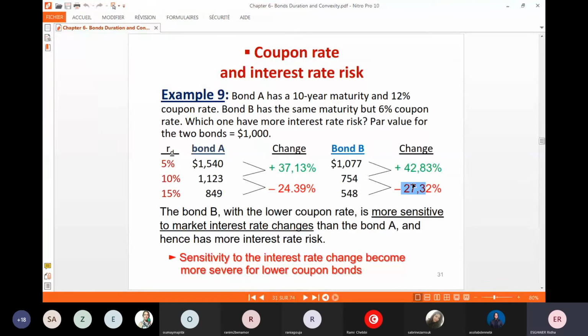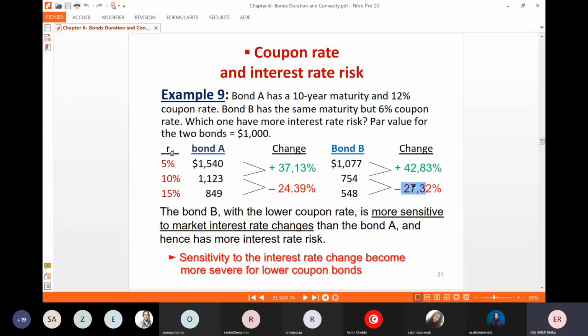So what do we say here? We say the sensitivity, the market interest risk, is more severe for lower coupon bonds. So when the maturity is higher, sensitivity increases. When the coupon rate is low, sensitivity increases.